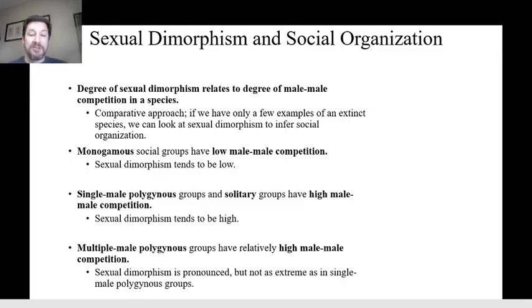Single male polygynous groups and solitary groups have extremely high male-to-male competition. In single male polygynous groups, only one male gets to mate. All the males want to be that male, and so they're competing a lot. And in solitary groups, each male has several females that overlap his territory, and he's trying to prevent other males from moving into that territory. So again, a high degree of competition.